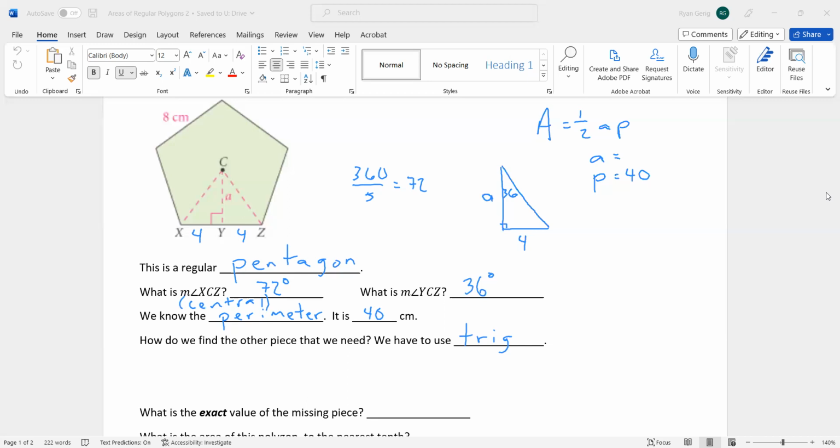So how do I find A? This goes back to Unit 7. I know the opposite side, and I know the adjacent side. So that's tangent. The tangent of 36 equals 4 over A. Now you remember how we solved that. We multiply by the denominator, which is a variable here. So A tan 36 equals 4, divided by tan 36. And this is where you're going to have a hard time, right here.